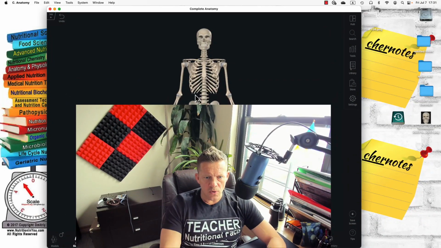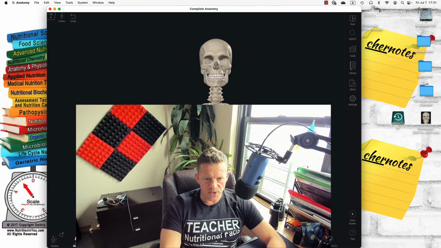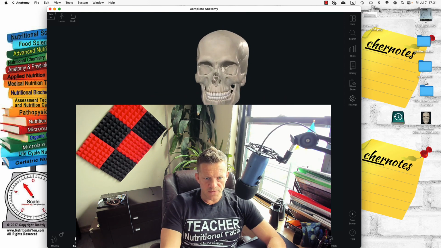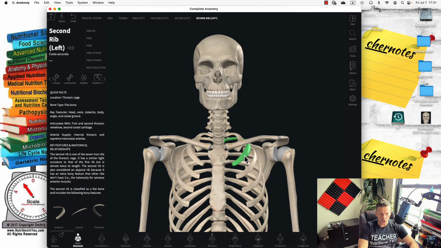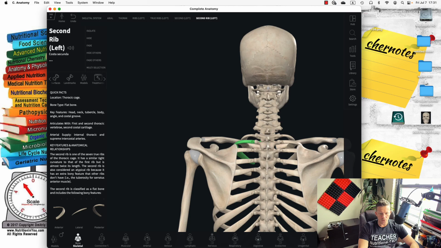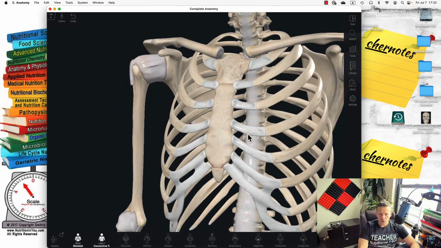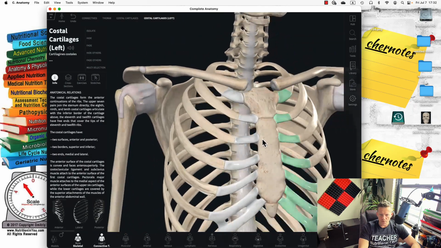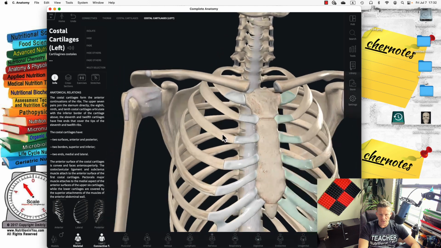Hi class, so let's continue on the axial skeleton. In this video we will discuss the thorax and we will discuss the vertebrates. So here's the cartilage, that part of the thoracic cage.